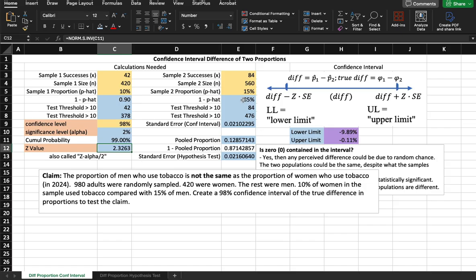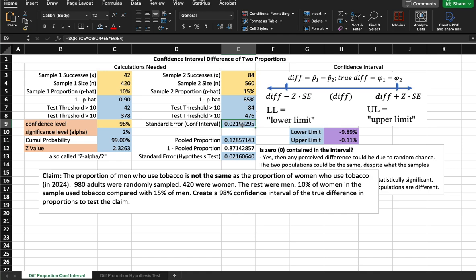Now let's go over here and finish column E. We already had our 1 minus p hat. That was in cell E6. Again, in cell E6 we had equals 1 minus E5. And we already calculated our two thresholds, our success threshold and our failure threshold. So now we're going to calculate two types of standard errors. The type of standard error that we're going to use for this particular problem, and that you will see me refer to in part 2, is the standard error of a confidence interval.